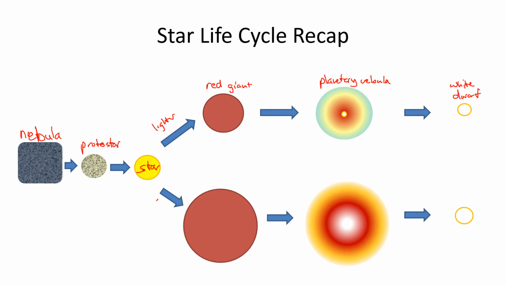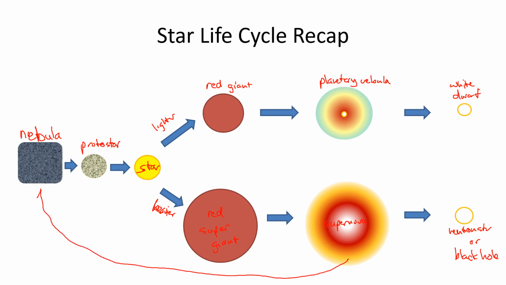And for the really big ones, heavier, 30 solar masses and up, that sort of thing, you get a red supergiant. And then at some point it'll go supernova and explode, and what's left in the core will be either a neutron star or a black hole. Great, so hopefully that makes some kind of sense, and all these gases here can then cycle back and become part of a new nebula.